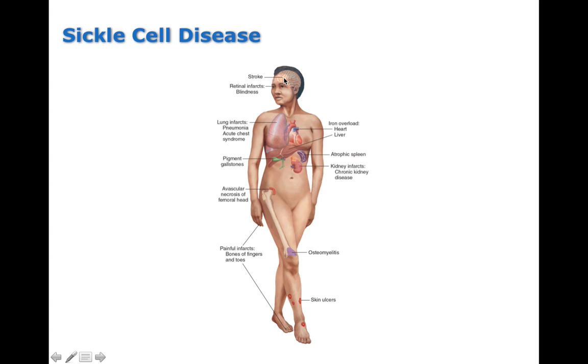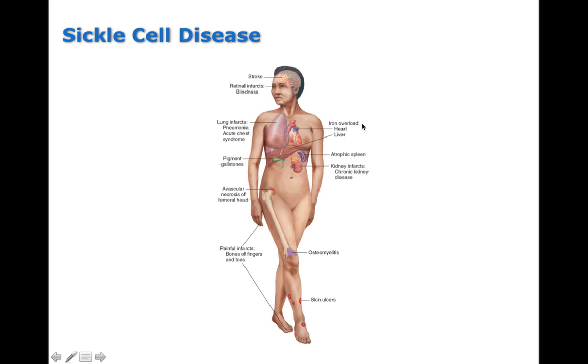We find that stroke and retinal infarcts are a common consequence of those sickled cells causing vessel occlusions. We find that acute chest syndrome also results from vessel occlusions, as well as avascular necrosis of tissues like bone and your kidneys, as well as your spleen. You can get the accumulation of a lot of gallstones as well, which can lead to a whole host of problems like pancreatitis and even liver failure.